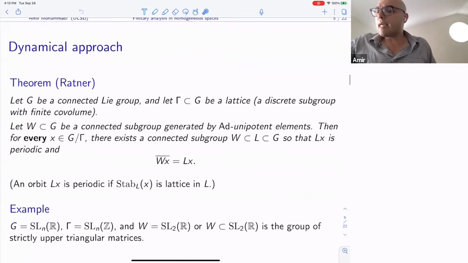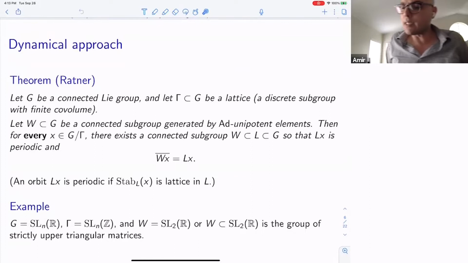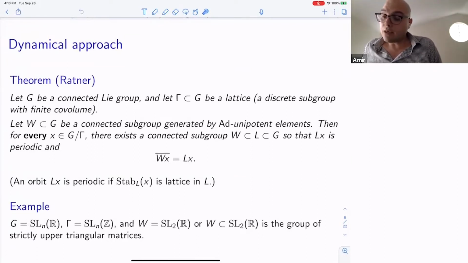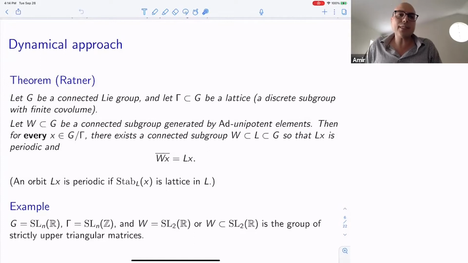So now, the dynamical approach. I want to start with this fundamental theorem of Ratner, which has had many applications in number theory, and also geometry. And this is a rigidity problem. So suppose you have a connected Lie group, take your favorite one, SL_n(R). And take a lattice inside it. This is a discrete subgroup which has finite covolume. Again, everybody's favorite example, SL_n(Z).